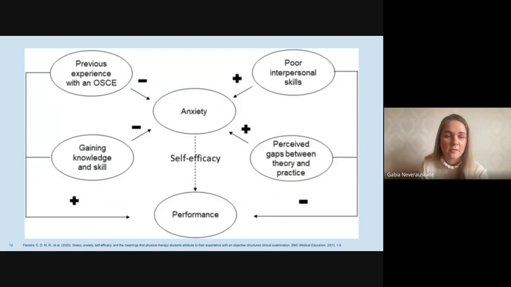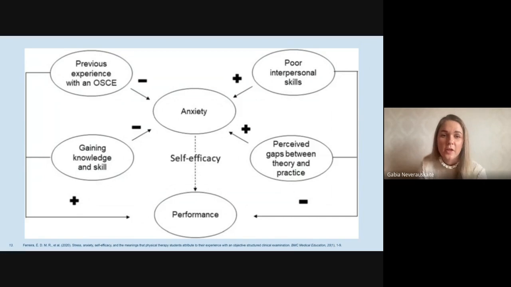The more you are familiarized and exposed to an OSCE, the less anxious you will feel, because you kind of know what's coming already. But also you have to have that knowledge there before you sit an OSCE. So you have to know what you're talking about in the first place. So preparation and planning ahead, that's what we talked about just there.